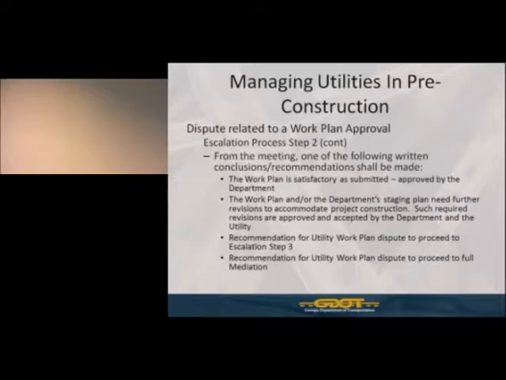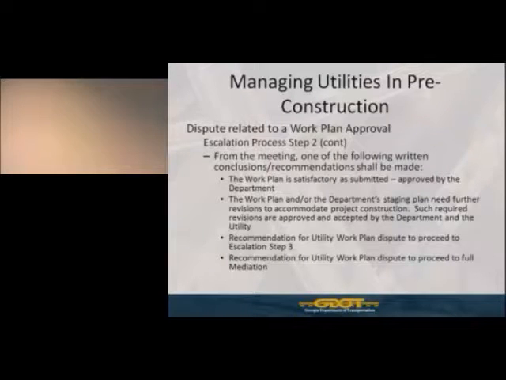If we can't resolve it at that point, then the state utility engineer is going to recommend for the utility work plan issue to proceed to escalation step 3. And essentially, step 3, through all the steps, will basically proceed on to full mediation. Now, I'm not going into that in greater detail. That is addressed in the utility accommodations manual.